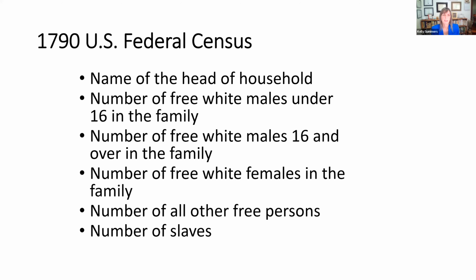Okay, let's go ahead and look at some different census. The first census in 1790, we have 6 questions that were asked, and these are the questions. The first one is, what is the name of the head of household? And usually that will be a man. Then what is the number of free white males under 16 in the family? The number of free white males 16 and over in the family? The number of free white females in the family? Number of all other free persons, and number of slaves. So those were the questions.